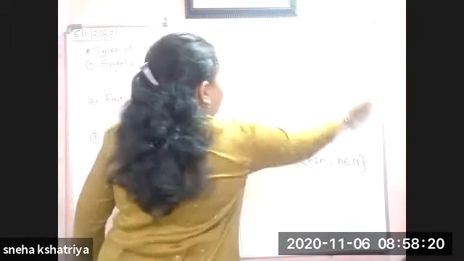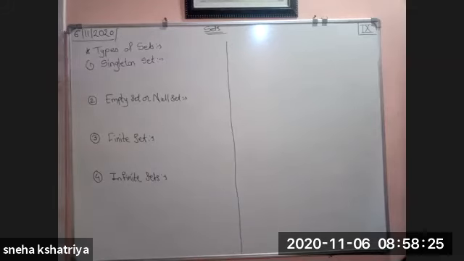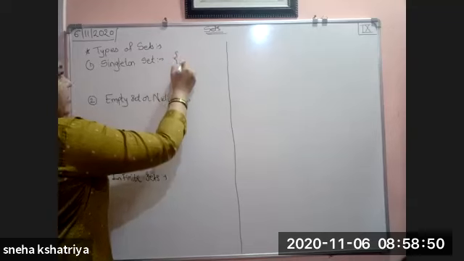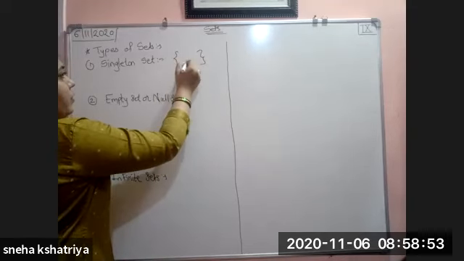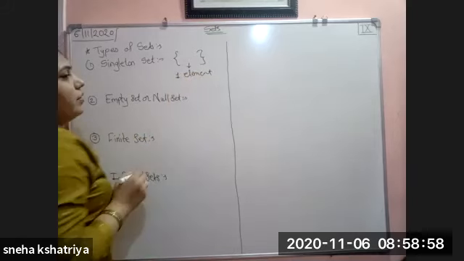Now we are going to learn about types of sets. There are 4 types of sets. The first one is the singleton set. What do you mean by a singleton set? Go according to the name. A singleton set is a set which contains only one element, whatever that element is.